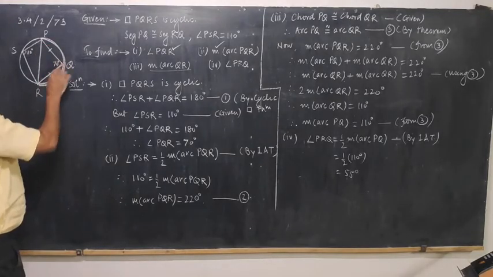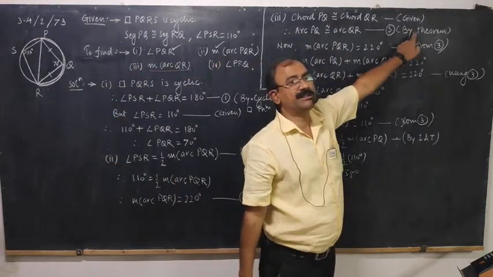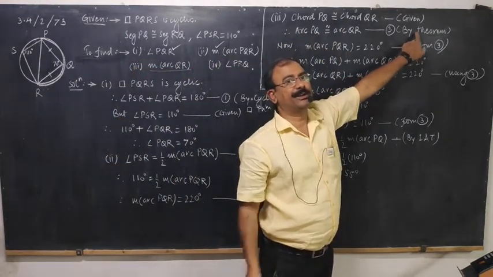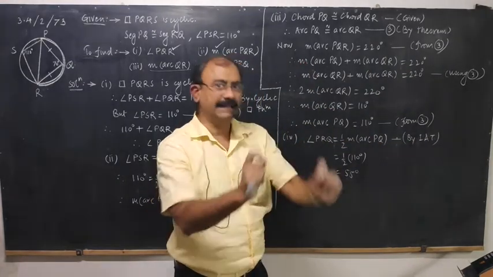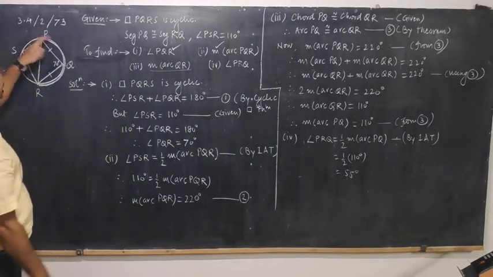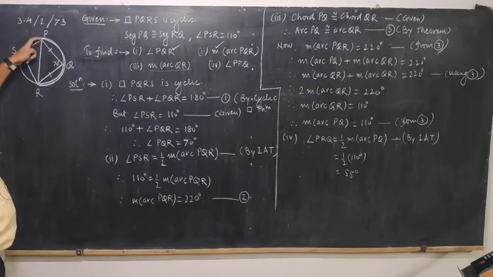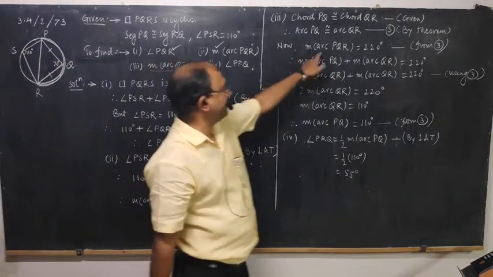If these two chords are congruent, then the corresponding arcs are congruent. I have written chords congruent, therefore arcs congruent. This is a theorem. Therefore I always prefer giving the names of the theorem so that you get the exact reasoning. So these two arcs are congruent. Now the measure of the full arc is equal to 220 degrees. We have already calculated it.